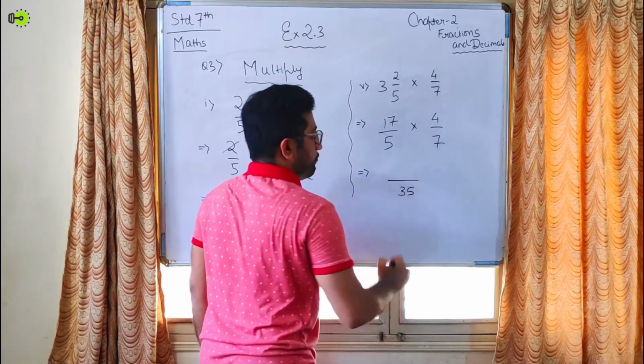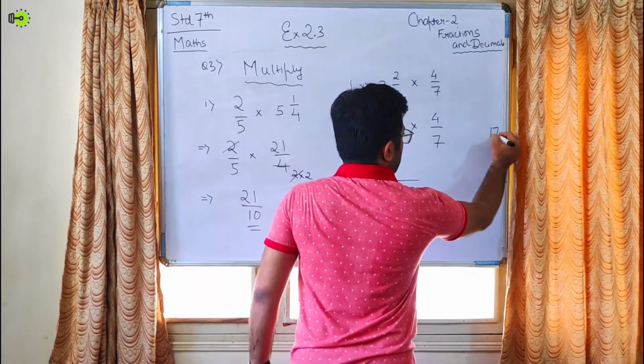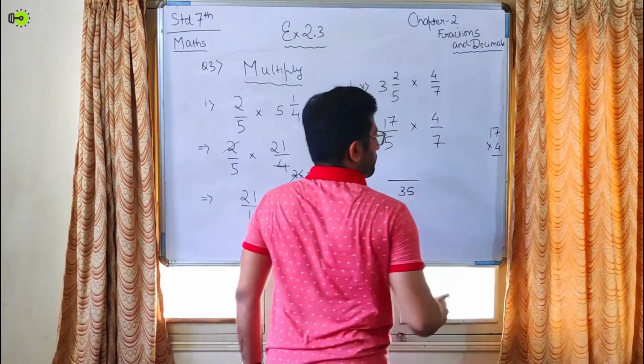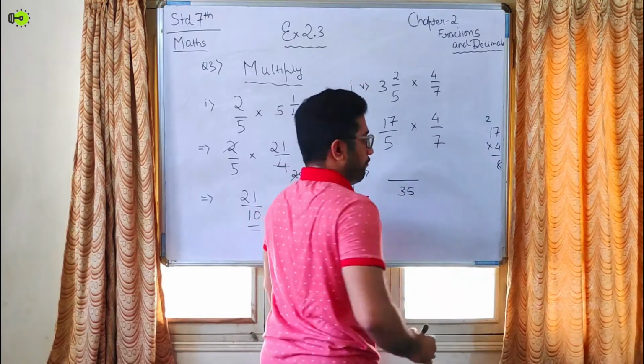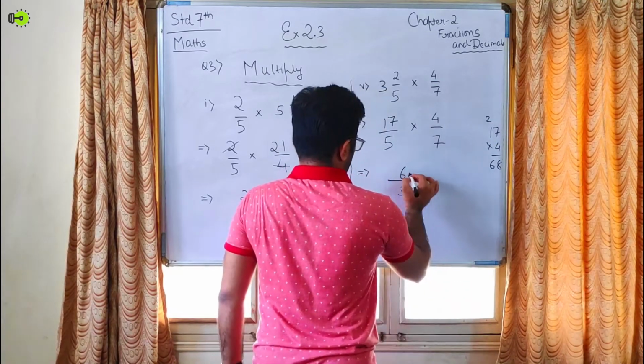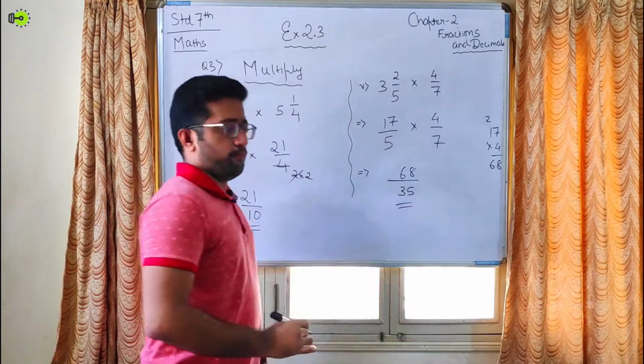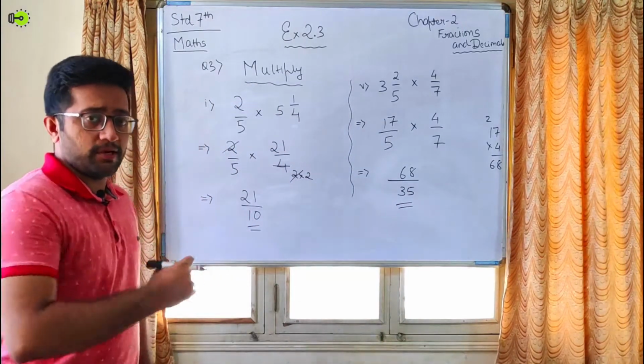So in the denominator we will write 35, and 17 into 4, that will be, yes, 7 4s are 28 and 4 1s are 4, 5 6. Your answer will be 68 upon 35. Okay, please make a note.